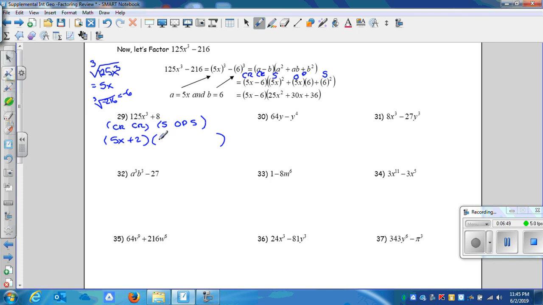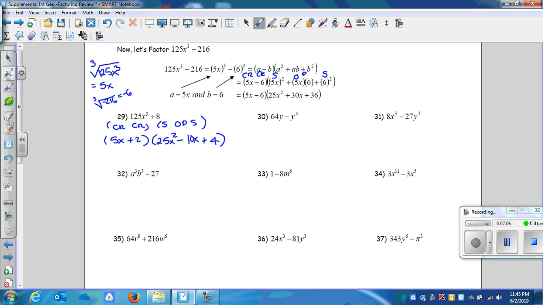5x all squared is 25x squared. 2 squared is a positive 4. And then here in the middle, opposite product, multiply 2 and 5x together, which is 10x, and then change the sign, so you have minus 10x.